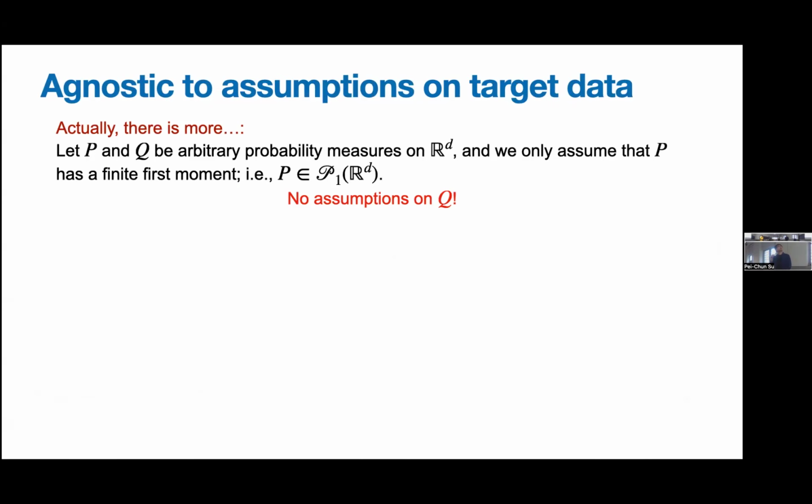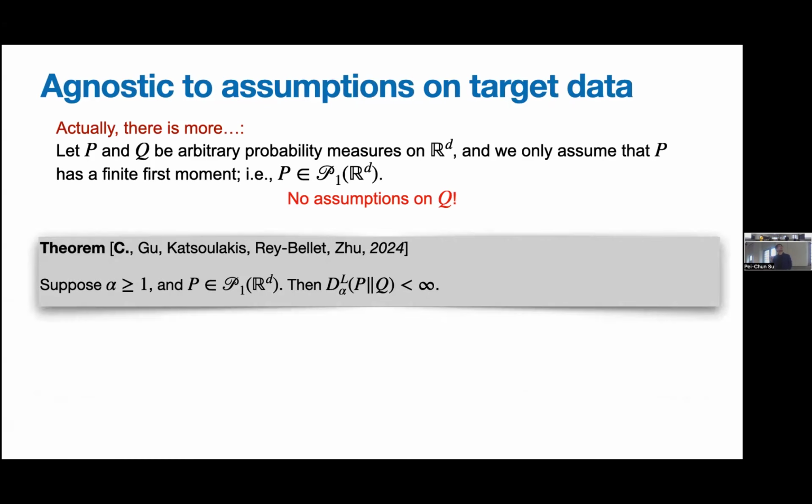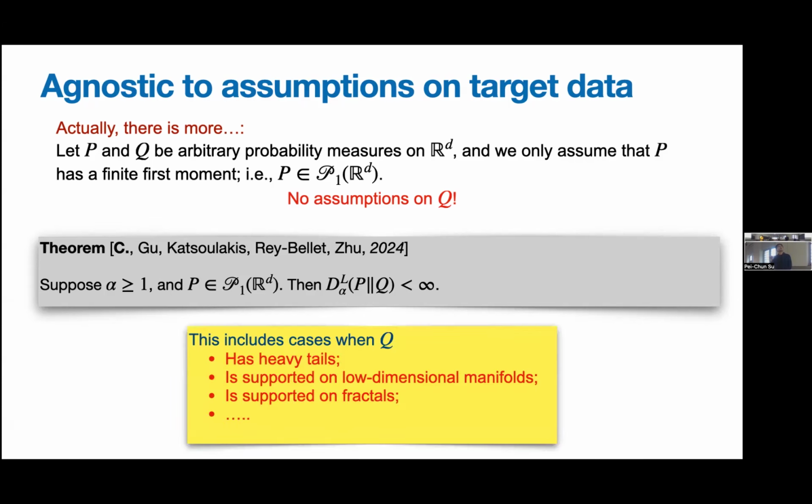Indeed, we found that, letting P and Q be arbitrary Borel measures on R^d, we only assume that P has a finite first moment. We have no assumption on Q other than requiring Q to be a Borel measure. Then we show that, supposing alpha is greater than or equal to 1, where alpha equals 1 is the Lipschitz regularized KL divergence, this divergence between P and Q is always finite whenever P has a finite first moment. So this includes the case when Q has heavy tails, or is supported on low-dimensional manifolds, or supported on fractals, something like that, because we make no assumptions on Q.